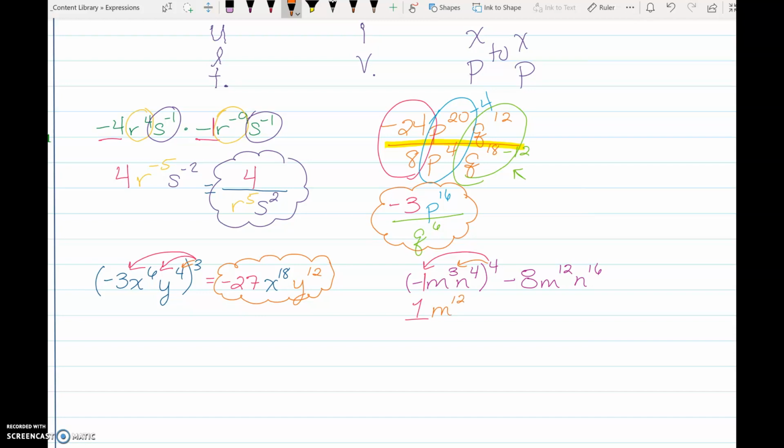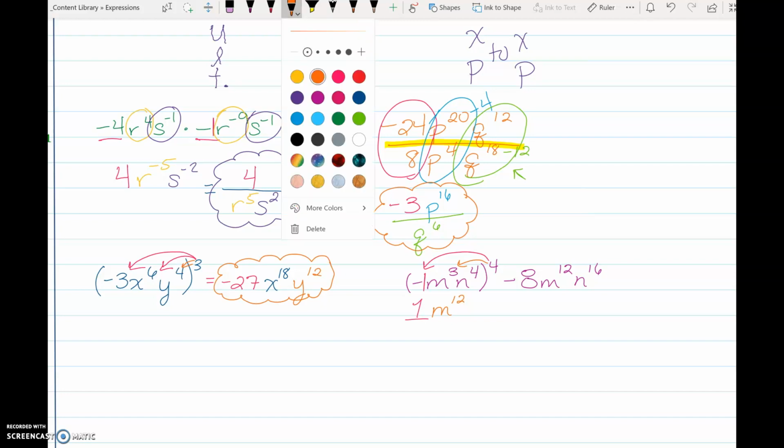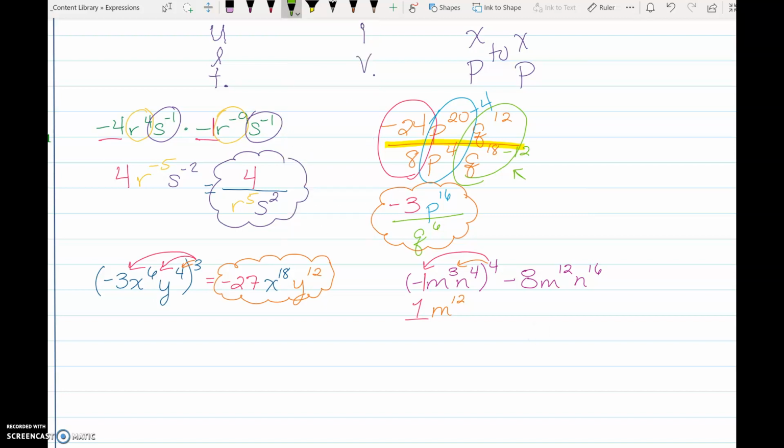Again, you can think about it as m cubed tells you have 3 m's, and 4 groups of 3 m's gives me 12 m's. However you want to think about it is fine with me. Whatever works for you. And then n to the 4th, so exponent to exponent, multiply again, n to the 16th. All right, so I've simplified this first term. Now let's go ahead and subtract 8 m to the 12th, n to the 16th.